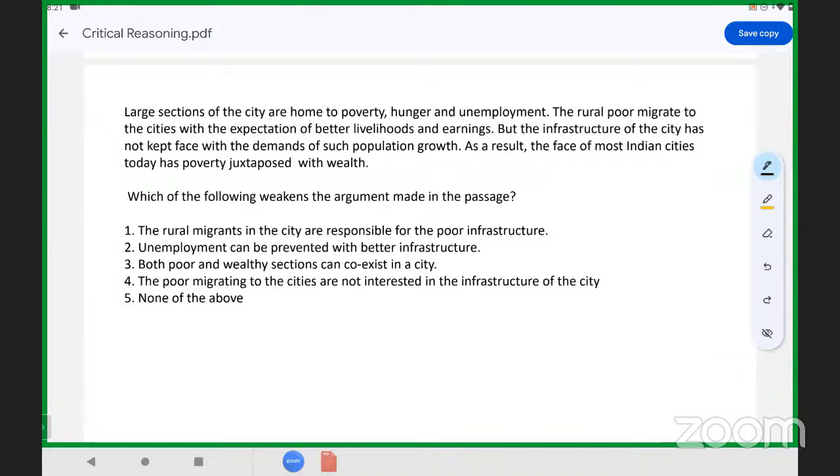Large sections of the city are home to poverty, hunger, and unemployment. The rural poor migrate to the cities with the expectation of better livelihoods and earnings, but the infrastructure of the city has not kept pace with the demands of such population growth. As a result, the face of most Indian cities today has poverty juxtaposed with wealth. Fine. So let us start with this.